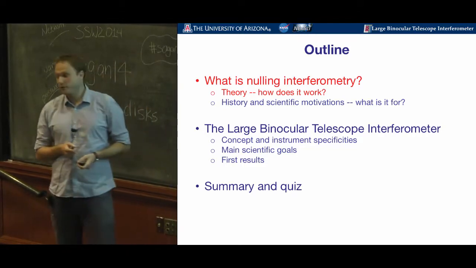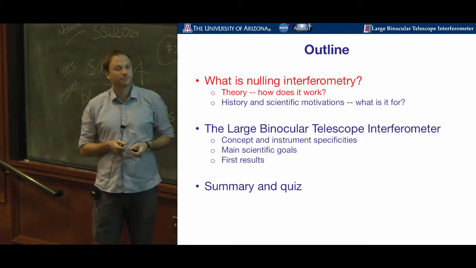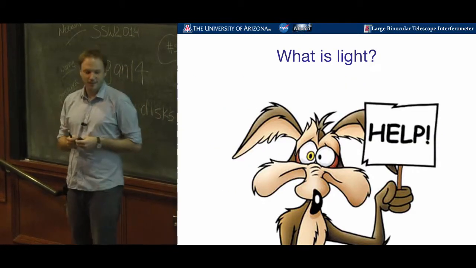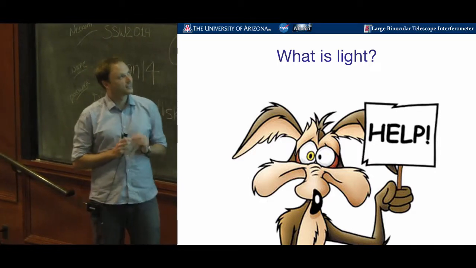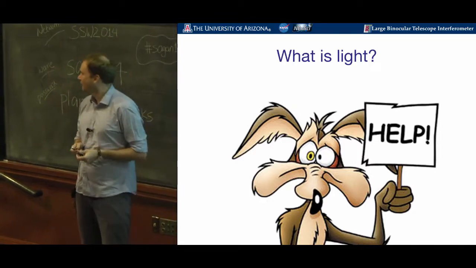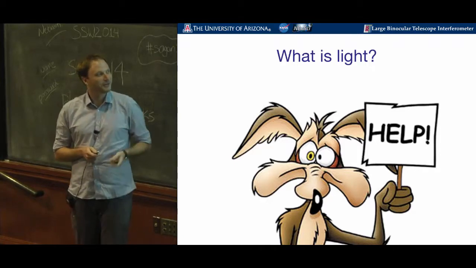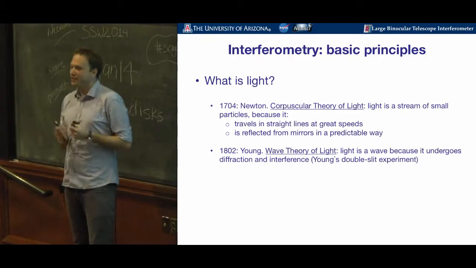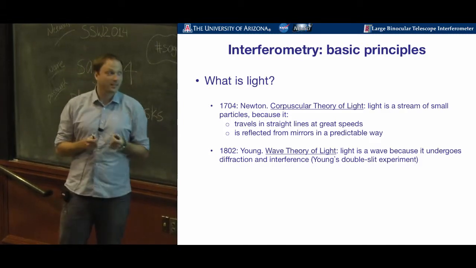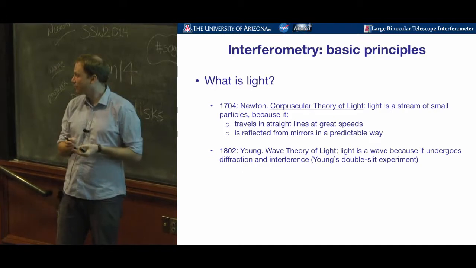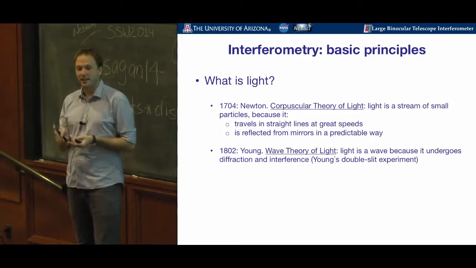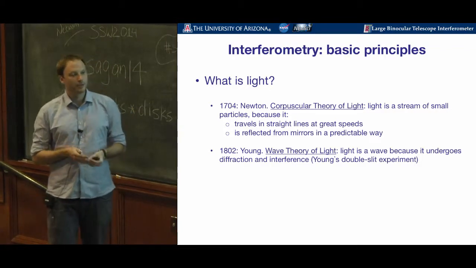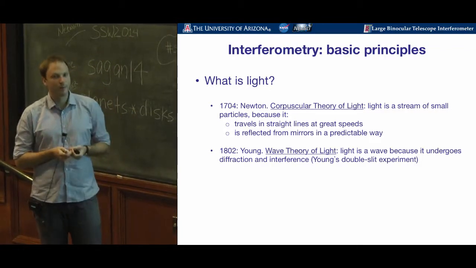So first of all, how does it work, nulling interferometry? First question you should ask yourself is, what is light? It's maybe a simple question for all of you, but it was not so obvious a few centuries ago. So in 1704, Newton came with his corpuscular theory of light, and he said light, in fact, is a stream of particles because it travels in straight line at high speed. And you can predict the path of the light because it's a stream of particles.